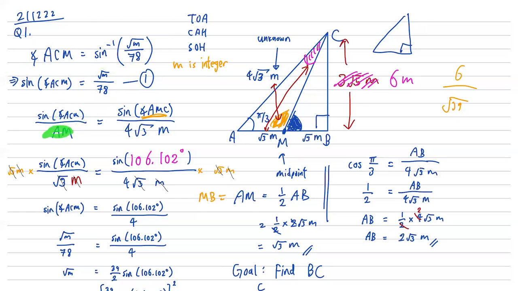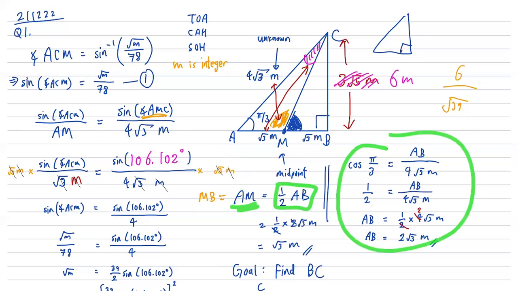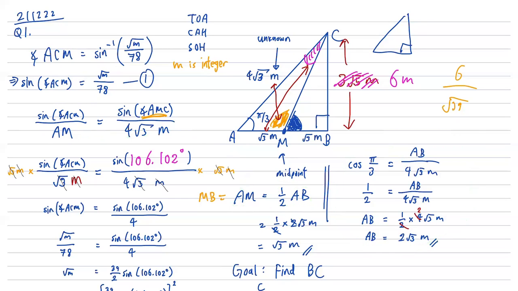But what is AM? That's what we are going to find out first. I noticed that AM is actually equal to MB because M is a midpoint. Or in other words, AM is also equal to half of AB. And I can find out the length of AB by doing this procedure here. What I realize is that this is a right-angled triangle. I have an angle pi by 3 radians. I also know its hypotenuse. So I can already find out its adjacent length.